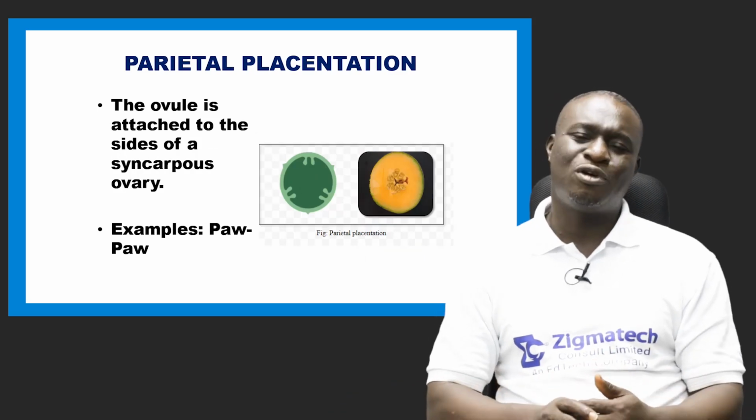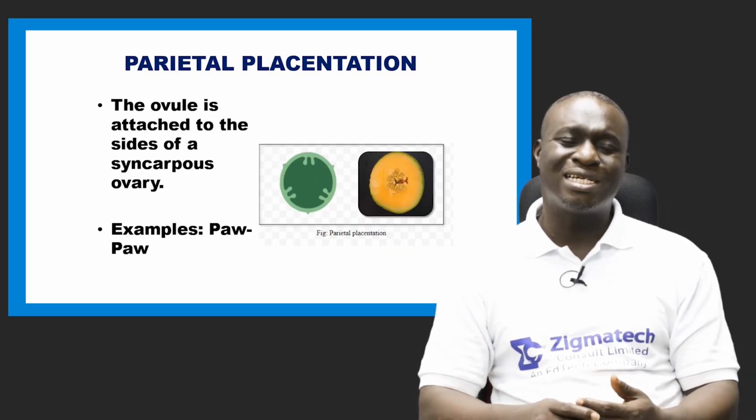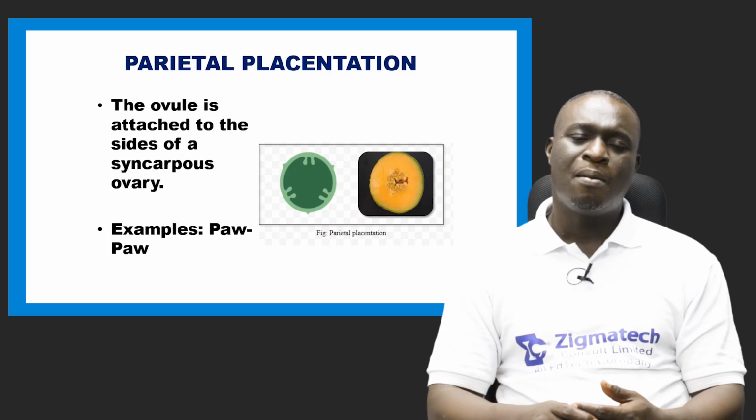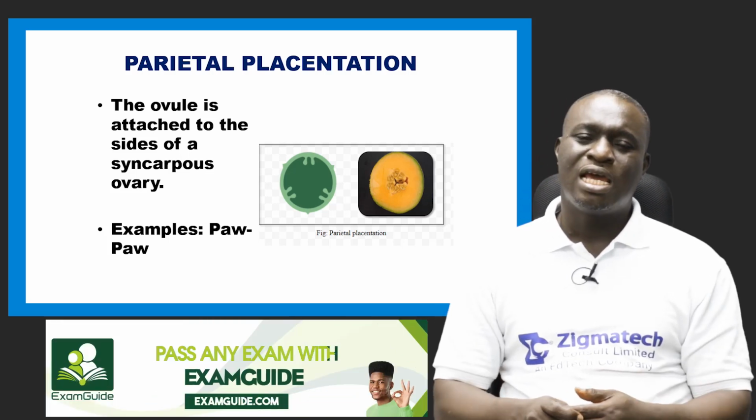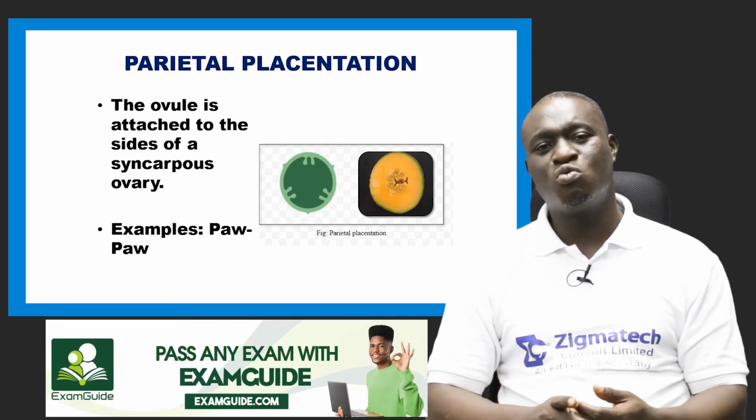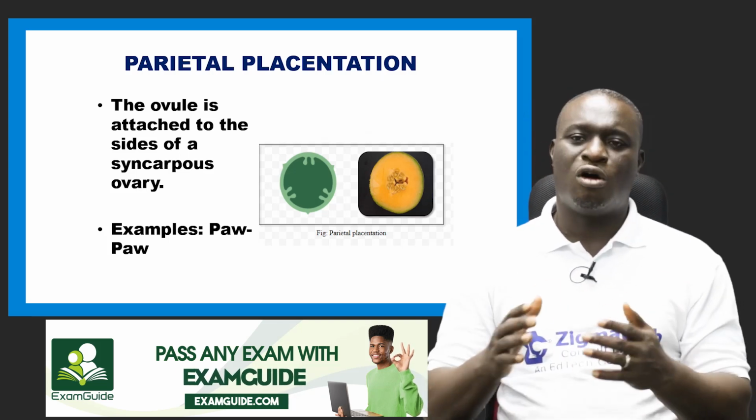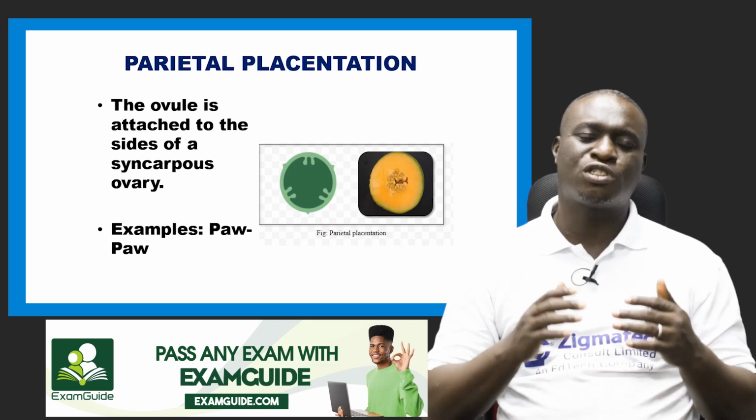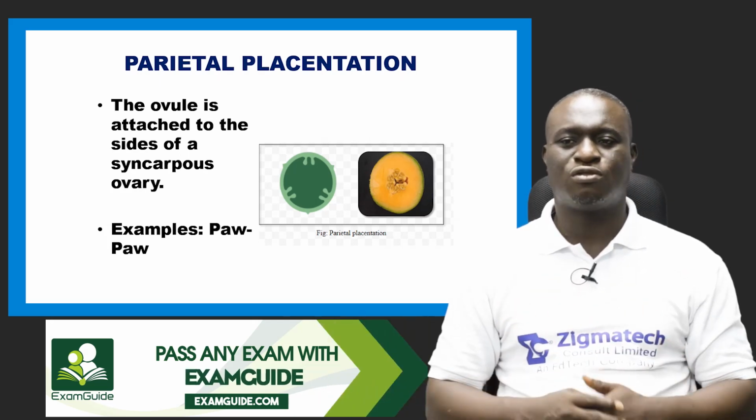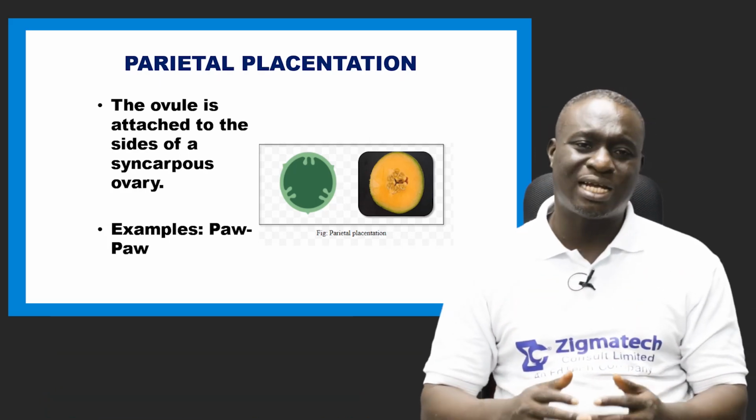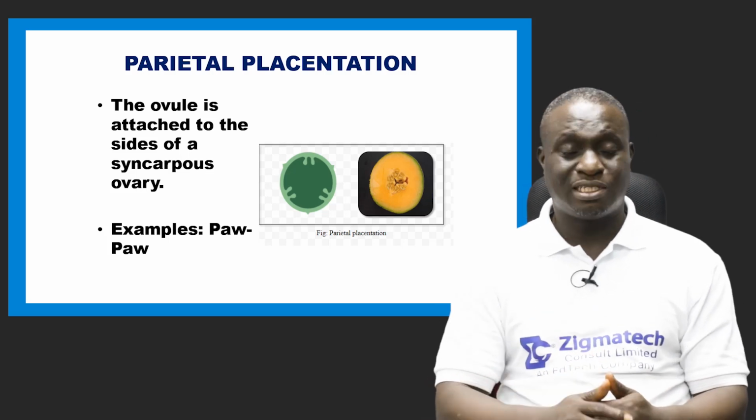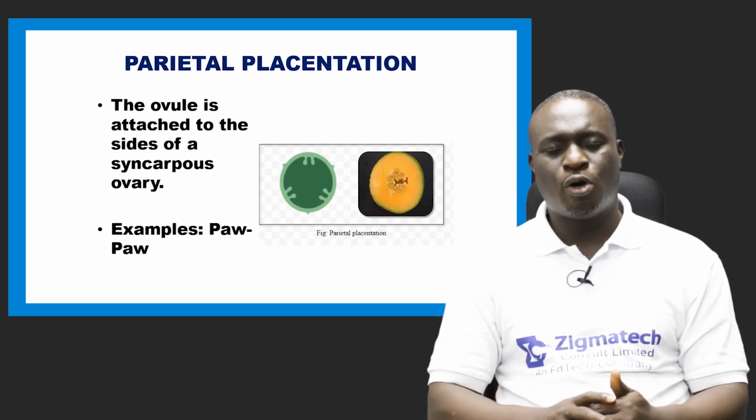Now, we also have number 3, which is called the parietal placentation. Parietal placentation is a type of placentation in which the ovule is attached to the sides of a syncarpous ovary. You see this type of placentation in pawpaw plant.